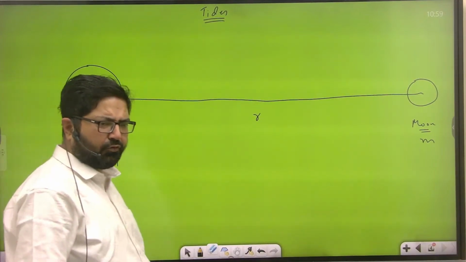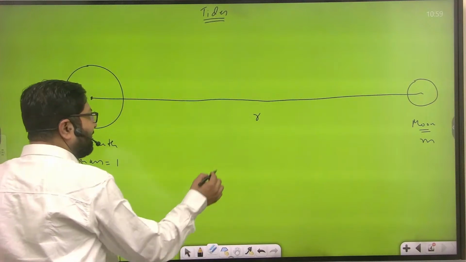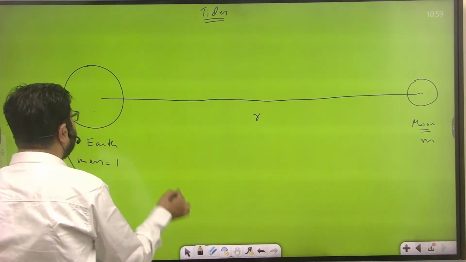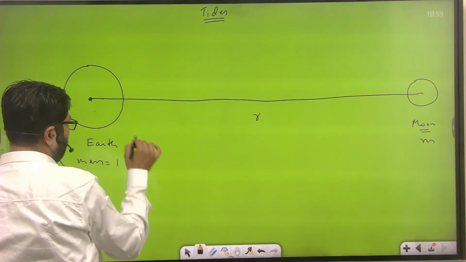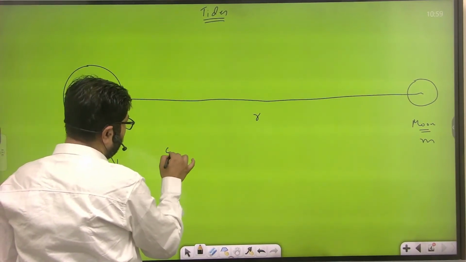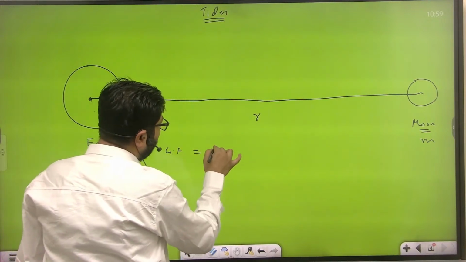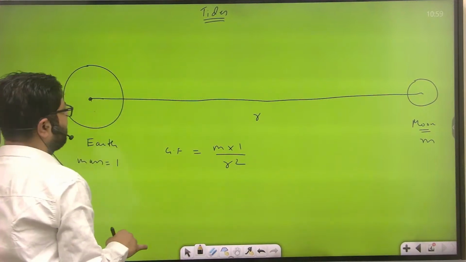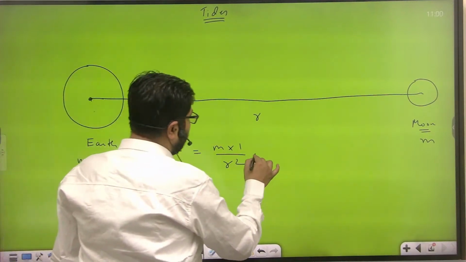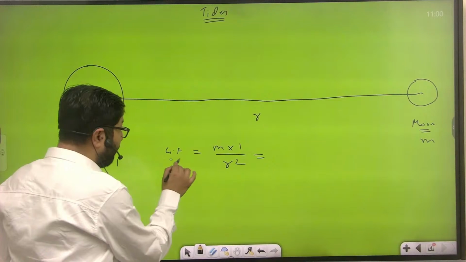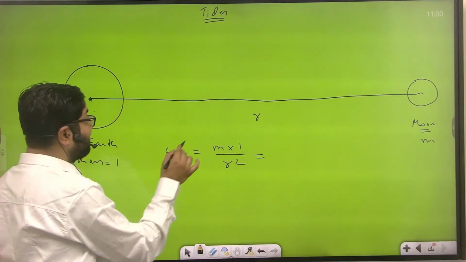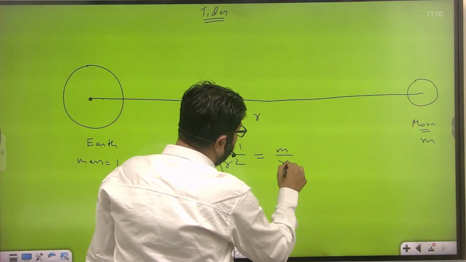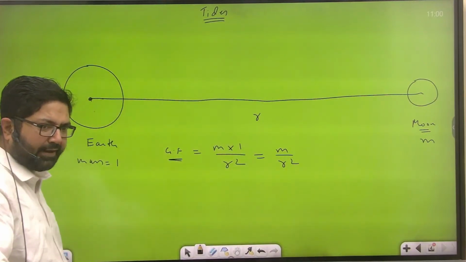Keep any constant. Then the gravitational force exerted by the Moon at the Earth center would be mass of Moon into mass of Earth upon square of the distance. That is the gravitational force. I am not saying tidal force. Gravitational force exerted by the Moon at the Earth center is m upon r square. Right?